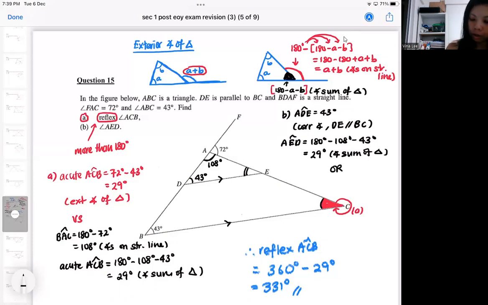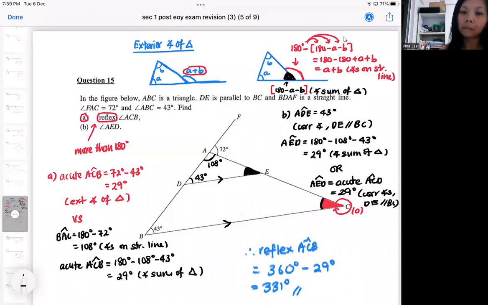Or actually, if you already found the acute ACB, AED is directly equal to the acute ACB, which is 29 directly, because it's also corresponding angle. So again, when you write corresponding angle, write the pair of parallel line. So there are two ways of getting AED. So that is question 15.